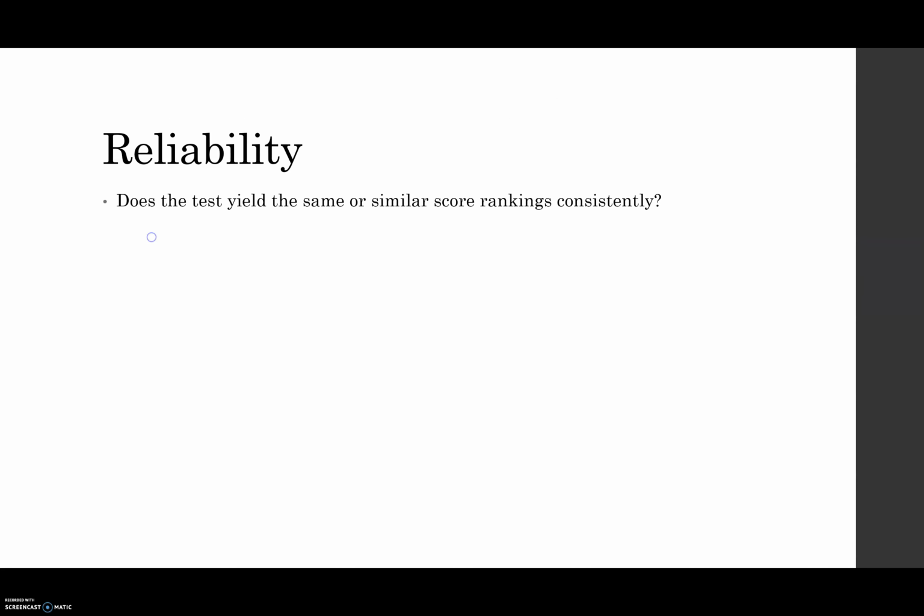Internal consistency estimates of reliability have 2 categories: item total correlations and split half or odd even estimates. These estimates are valuable when a test measures a single trait. When attempting to determine if a test is reliable or not, one can ask whether the test yields the same or similar score rankings consistently.